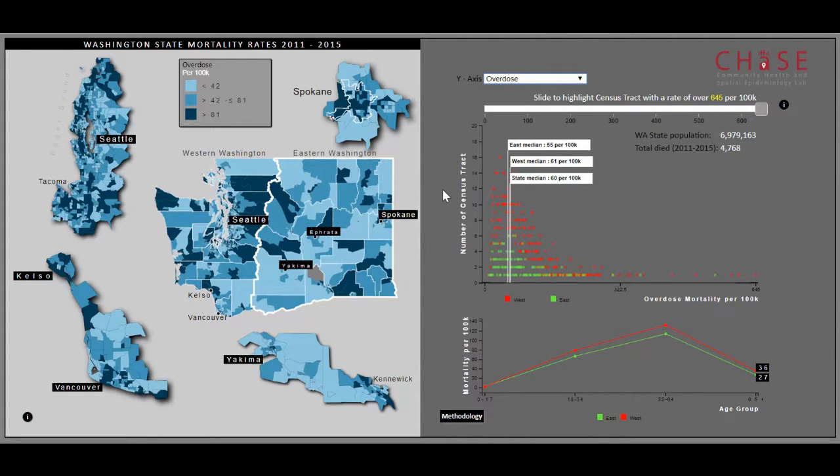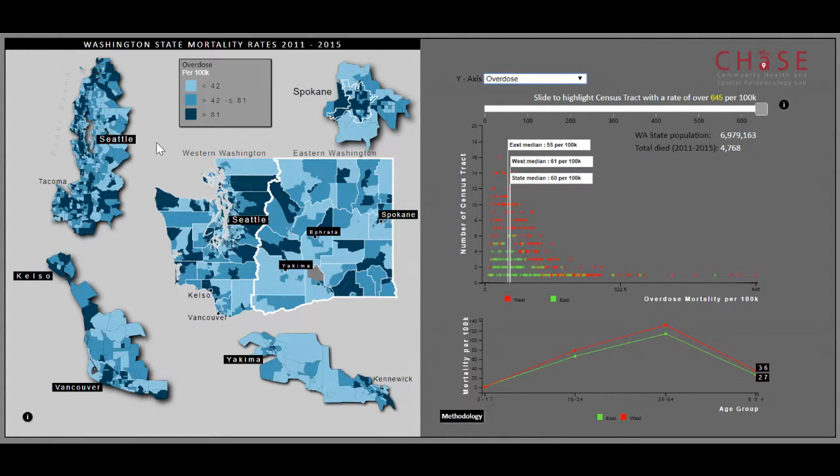This first chart shows us the mortality rate per 100,000 people for every census tract. We can see from this data that most census tracts had overdose mortality rates of less than roughly 250 deaths per 100,000 people, but that rates were much higher for certain census tracts. Hovering over a point displays these tracts on the map to the left. Below, the mortality rates for the eastern and western sides of the state are graphed by age group.